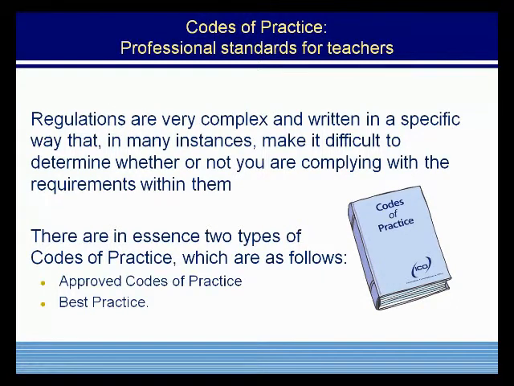Regulations are very complex and written in a specific way that in many instances make it difficult to determine whether or not you're complying with the requirements within them. There are, in essence, two types of codes of practice, which are as follows: the approved codes of practice and best practice. And the codes of practice actually define the regulations in more depth. They make them more understandable. The codes of practice are put together by people in the industry, for people in the industry.